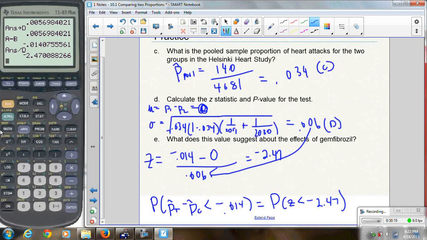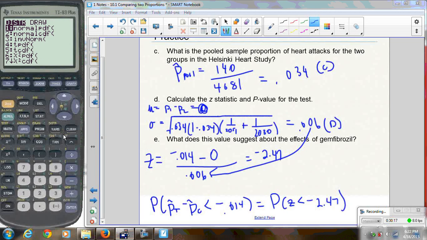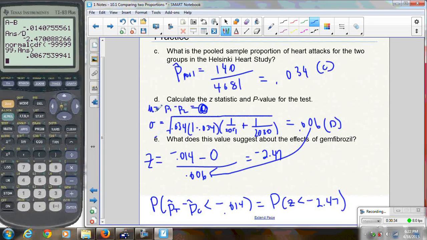So I'm going to go into my distribution menu. I'm going to do my normal CDF. It's a lower tail test, so my lower bound is going to be negative infinity. My upper bound, I'm just going to hit second answer. And since I'm dealing with a z-test statistic, I don't have to worry about putting in my mean and standard deviation. I can see that the p-value is 0.007, and that is significant.